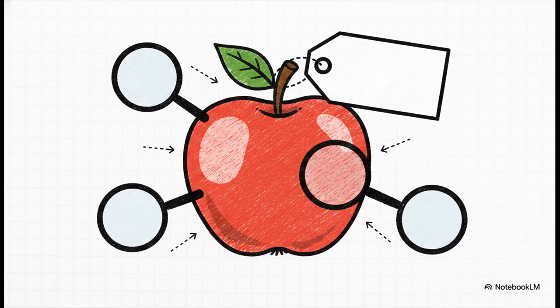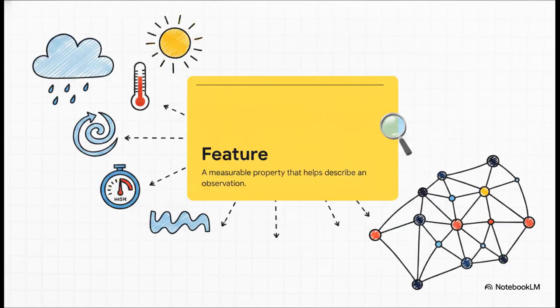When we look at the anatomy of learning, we basically break these observations down into 2 critical building blocks: features and labels. Think of features as clues. They're any measurable property that helps describe an observation. So if you want to predict tomorrow's weather, your features might be today's temperature, wind speed, and humidity. Now, individually, temperature alone doesn't tell the whole story. But when you put them all together, these features provide a multidimensional web of evidence that helps the algorithm spot meaningful patterns.